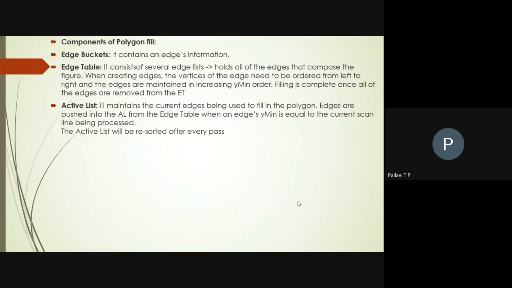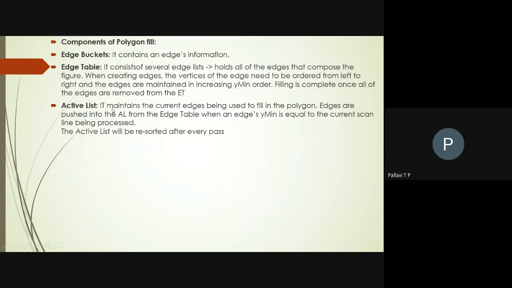Filling is complete once all the edges are removed from the ET. Here we kept all the edges needed for creating the polygon, and it is only information about edges, like how many edges are needed for creating the polygon. Once all the points are in increasing order, this is the information which is taken for filling the polygon. We don't really remove anything, we just take all the information of the edges and push it into the active list. When the edges come to the active list, then we can start filling the polygon with color.